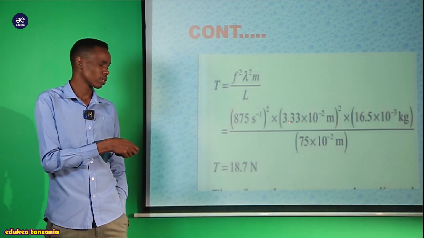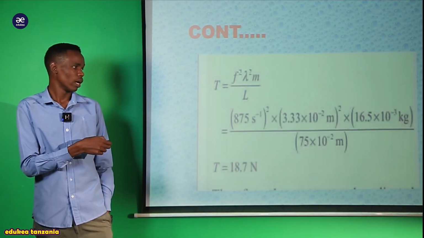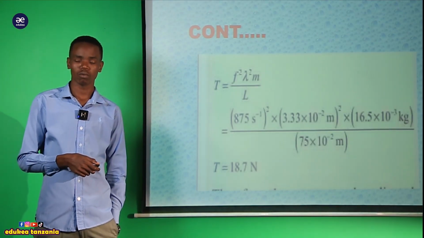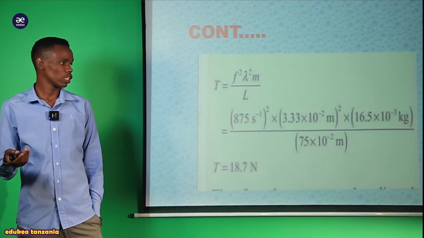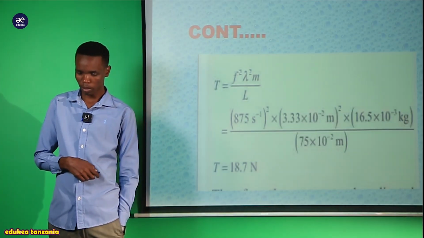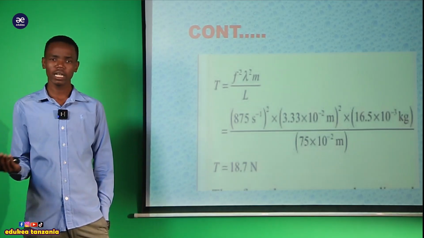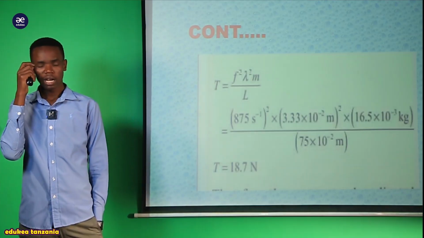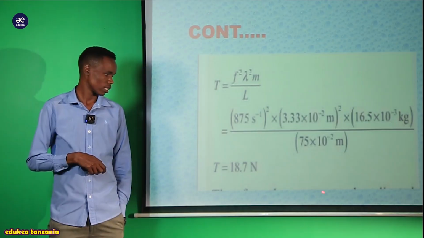Kwa tutamchukua ile wavelength tutamsubstitute pale. Ukishamsubstitute ambayo ni sawa na 3.33 exponent negative 2 meter, then mabano a square times the mass. We have the value of the mass which is equal to 16.5 but in grams. Now let us change it into kilograms. Itakuwa ni sawa na 16.5 exponent negative 3 kilogram, my dear students. So divided by the length, the value of the length we have which is equal to 75. Kwa tayari value of the length tunayo ni sawa na yule 75 my dear student exponent negative 2 meter.